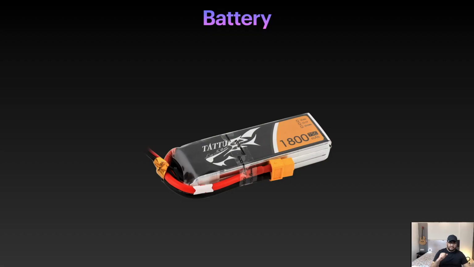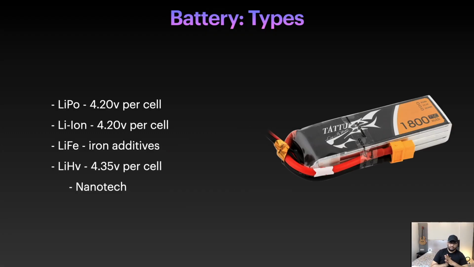Typically, in case of drones, we use these kinds of batteries: LiPo or lithium polymer, Li-ion or lithium ion, LiFe or lithium iron, and Li-HV or lithium high voltage. These are the common batteries used in drones. The lithium polymer battery is the most common and most easily available battery for drones, and it has 4.2 volts per cell at full charge. Same with lithium ion. Lithium ion is less preferred compared to lithium polymer because it's quite expensive, but it has the same cell voltage.